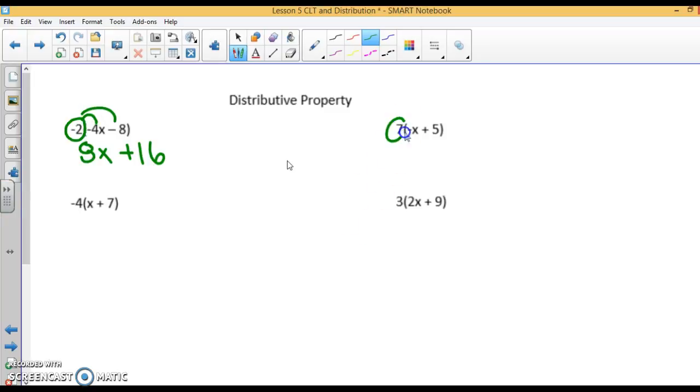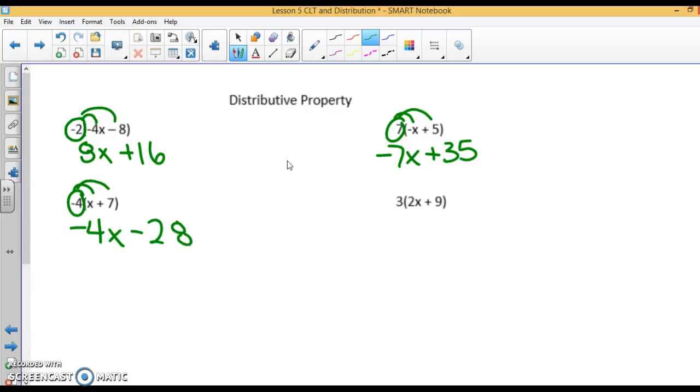If I look at my next one, 7, distribute that inside. 7 times negative x, I get negative 7x. 7 times 5 will give me positive 35. I have negative 4x. Multiply that inside. I get negative 4x. Negative 4 times 7 is negative 28. And my last one, I have 3 times the quantity 2x plus 9. So 3 times 2x is 6x. 3 times 9 will give me 27.